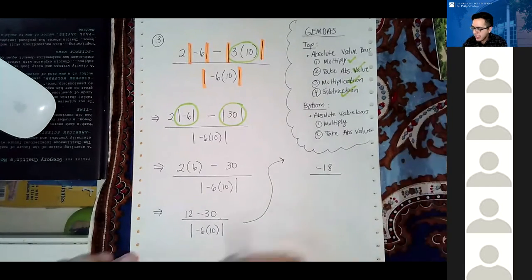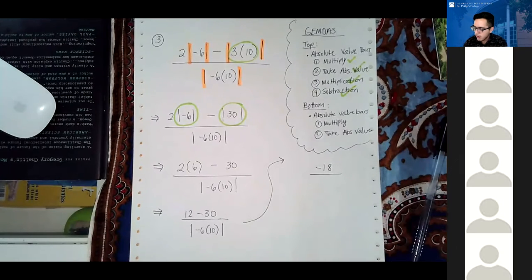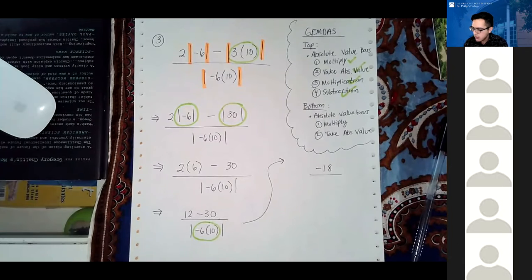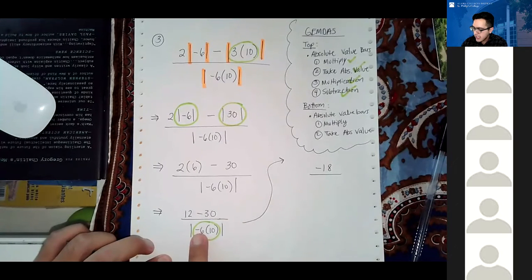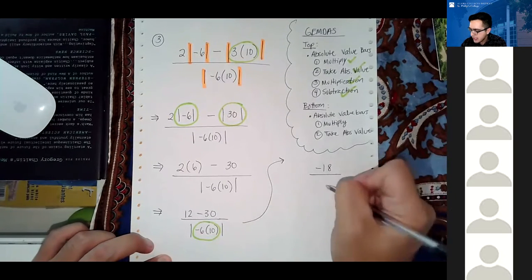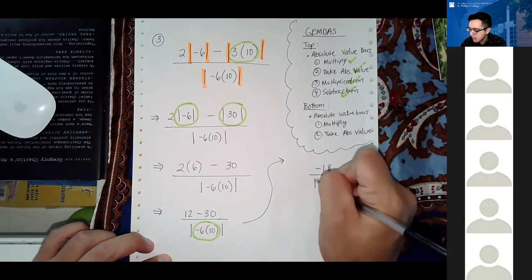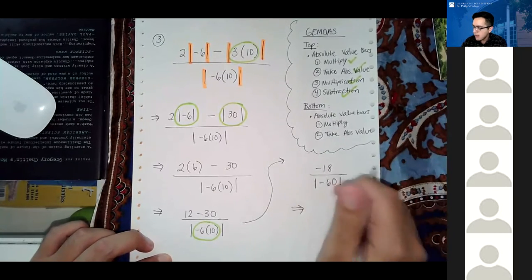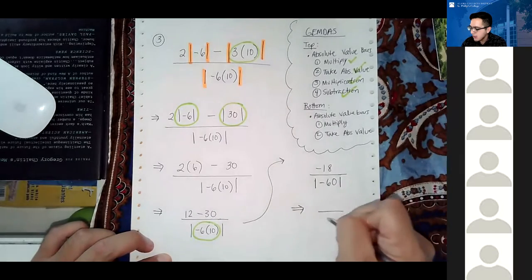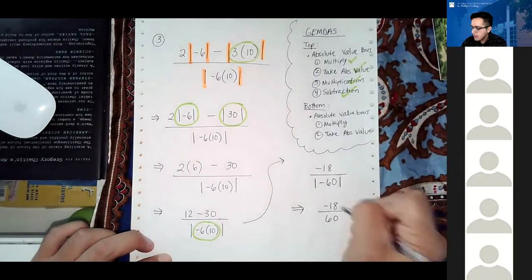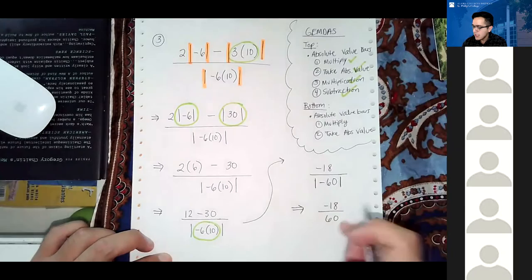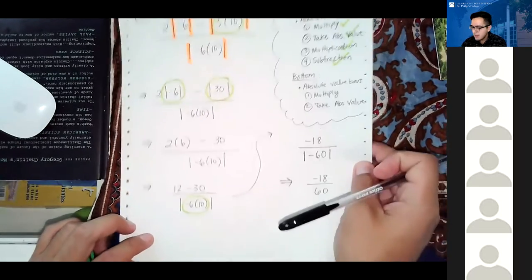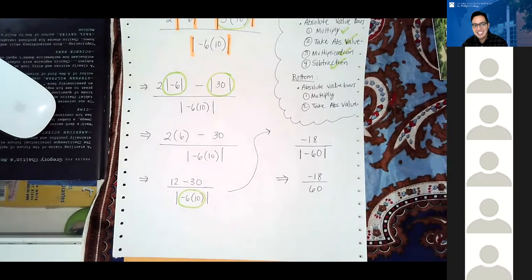Then we can go ahead and take care of the stuff on the bottom here. And just in the interest of space, I'll do it simultaneously here. -6 times 10 should be -60 on the bottom, but we still have these absolute value bars. Then when we take the absolute value of -60, we should get +60 on the bottom now. So we have -18 over 60. Are we done there though? No. What do we have to do next?